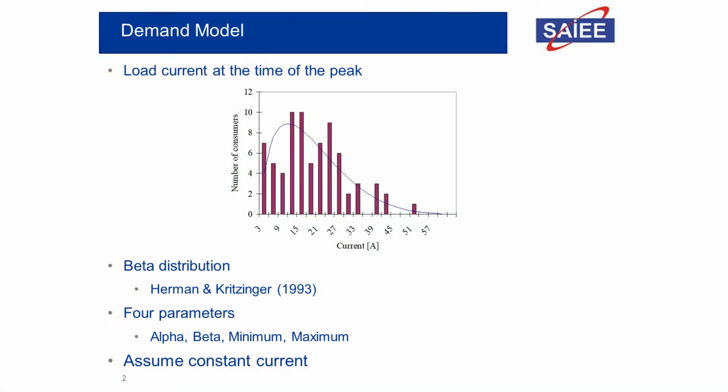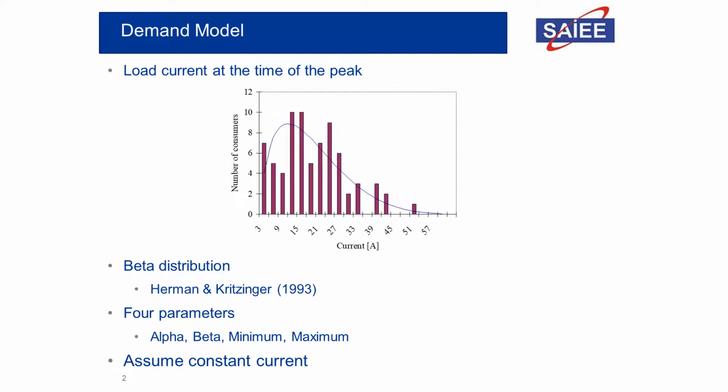So what you are looking at here is the time of system peak. Don't ask me what is this time of system peak, we'll get to this later. But imagine there's this single point in time when the system is at its most loaded, right? And if you look at the individual household currents at this time of peak, you can draw a histogram of that, because that's the red bars there.